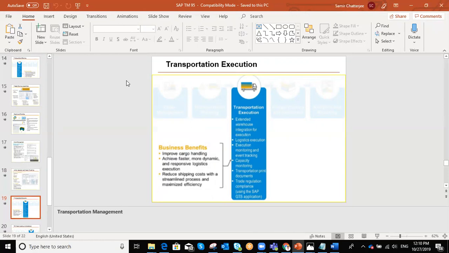I am requesting the team to take some homework to study and check in the background the understanding of these particular terms related to transportation planning. Now today we shall move to transportation execution. Any questions on order management and transportation planning, whatever we discussed yesterday?